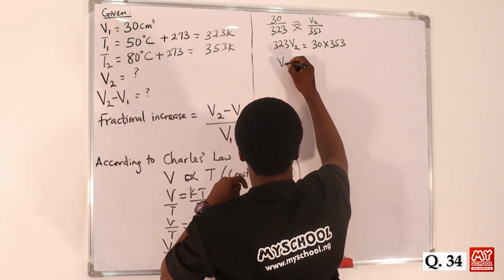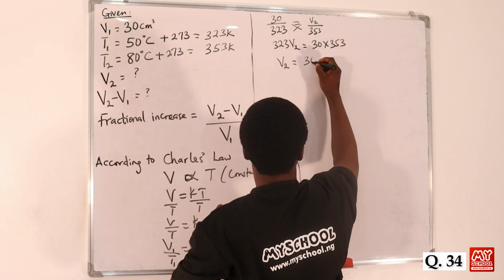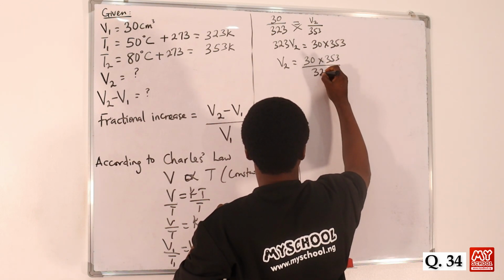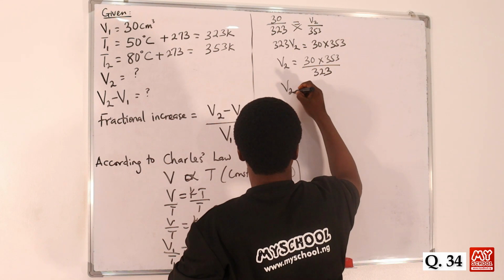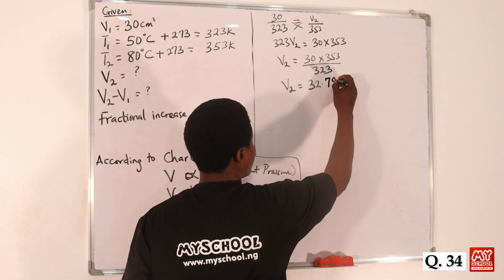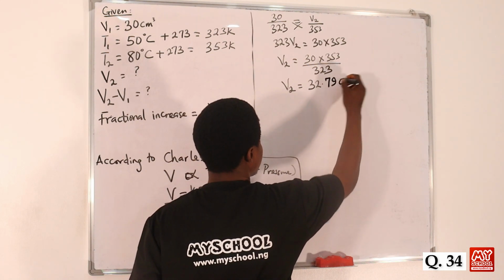Okay, so that V2 will be equal to 30 times 353 divided by 323. So that V2 eventually is going to be 32.79 cm cube. So that's what our V2 is.